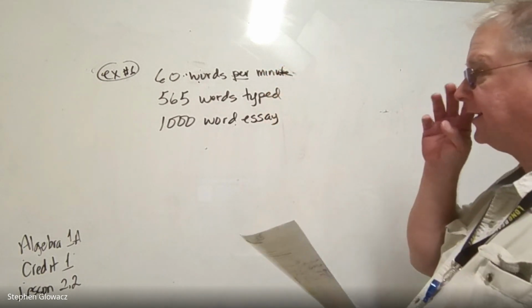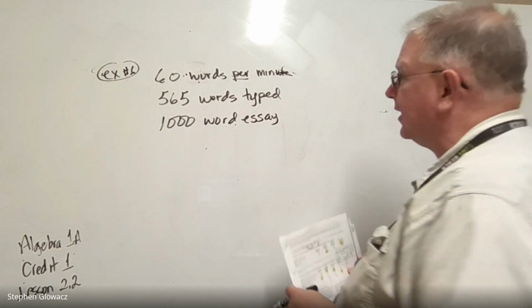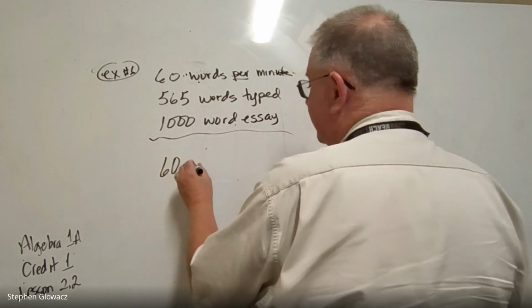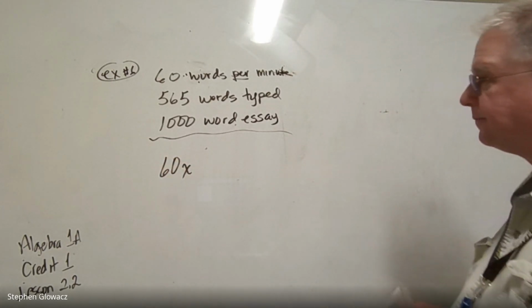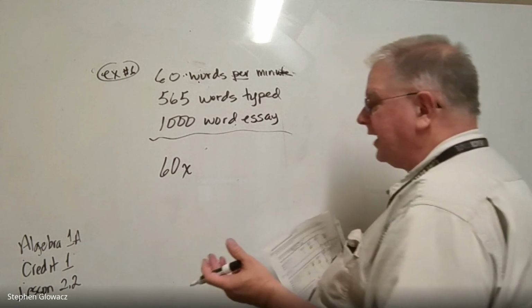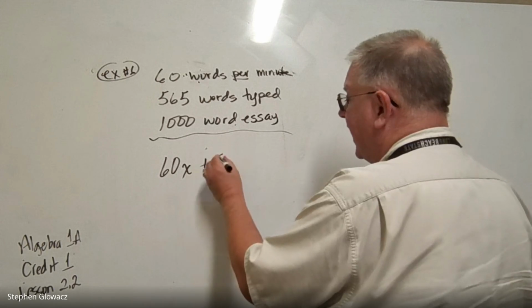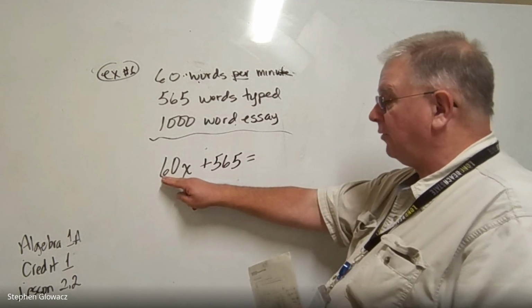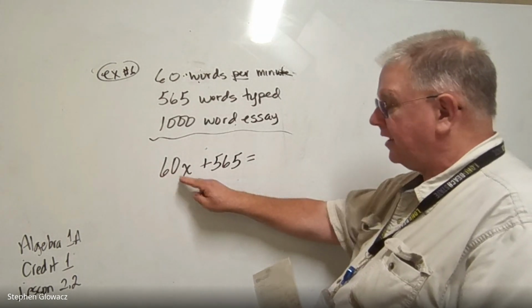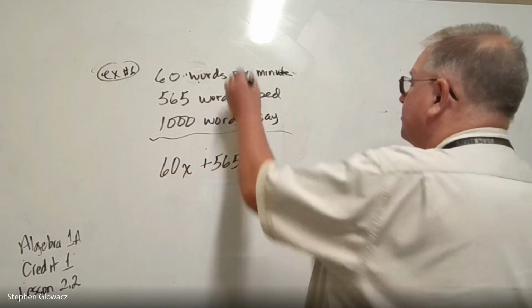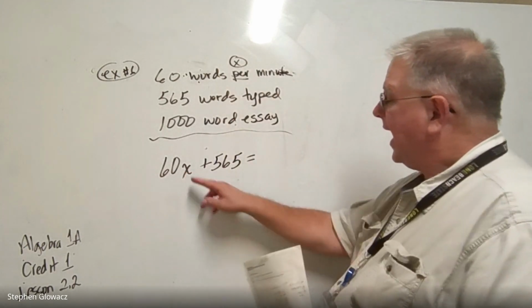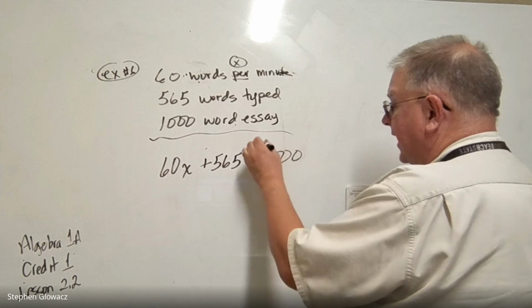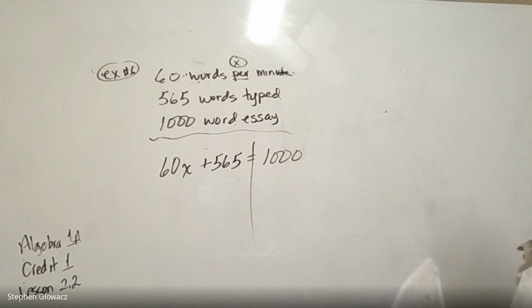All right, so he's typing 60 words per minute. We're going to let X represent the number of minutes. So 60 words per minute times the number of minutes that he's typing. Plus, now he's not just starting out writing his essay, but he already has 565 words typed. So he's going to continue onward typing 60 words per minute. So 60 times X, again, per meaning we're going to multiply. And then plus the words he's already typed equals the 1,000-word essay that he's attempting to accomplish here.